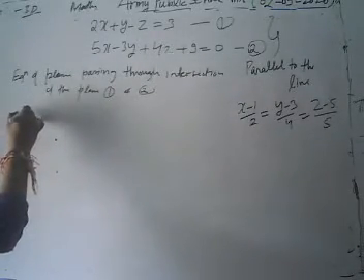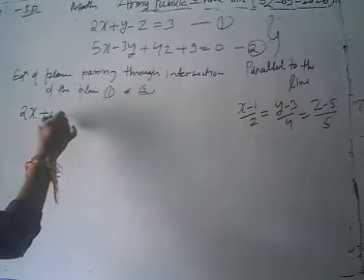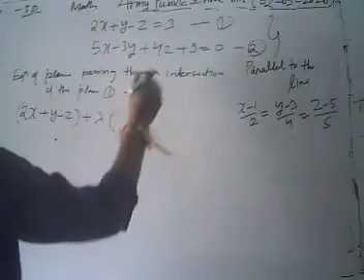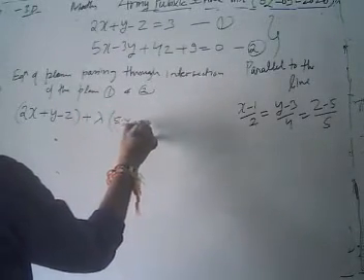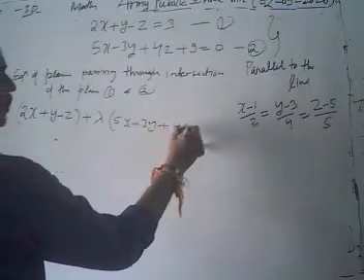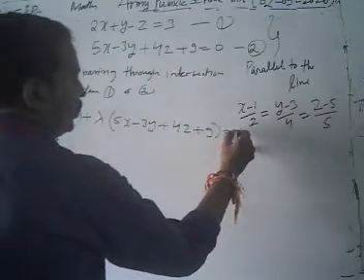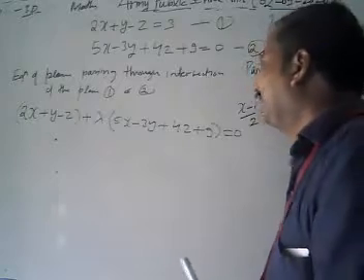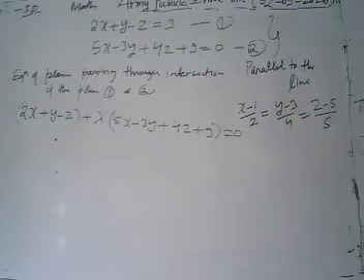It is given by 2x plus y minus z plus lambda times 5x minus 3y plus 4z plus 9 equal to 0. This is our equation of the plane which passes through the intersection of the given planes 1 and 2.